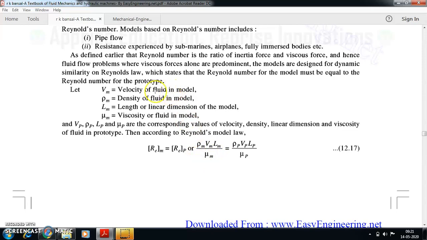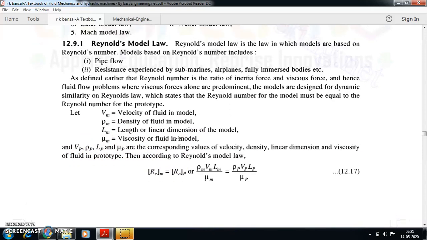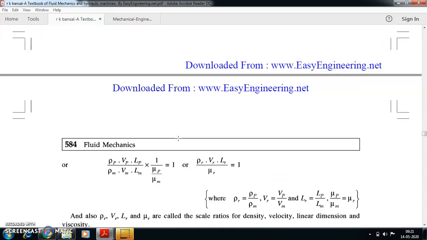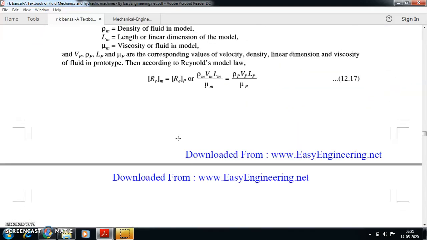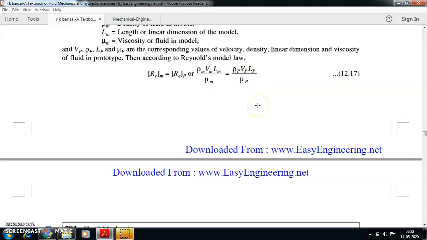Now if I define the velocity, density, length and viscosity as V, rho, L and mu, with subscript m for the model and subscript p for the prototype, the Reynolds model law tells us that the Reynolds number of the model should be equivalent to the Reynolds number of the prototype. That is, rho m Vm Lm divided by mu m should be equal to rho p Vp Lp divided by mu p.